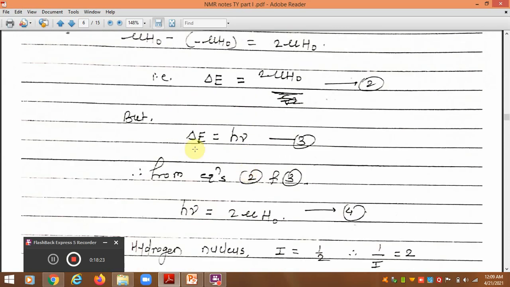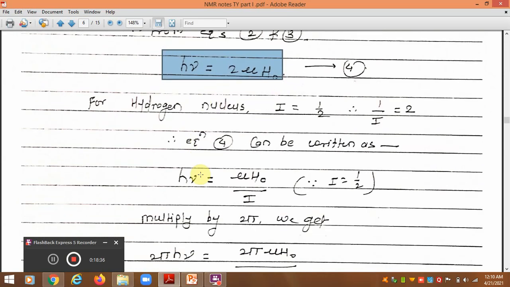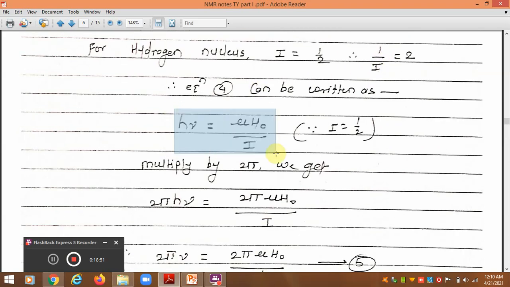But you know, the energy difference between the two energy levels is always given by the Planck equation, h nu. That's why we can equate equation number 2 and equation number 3. We will get the equation h nu is equal to 2 mu h0. And for hydrogen, the spin quantum number is always equal to 1/2. If we arrange this equation, 2 will be equal to 1/I. If we put this in equation number 4, then instead of 2 we will put 1 upon I, and we will get the equation h nu is equal to mu h0 upon I.